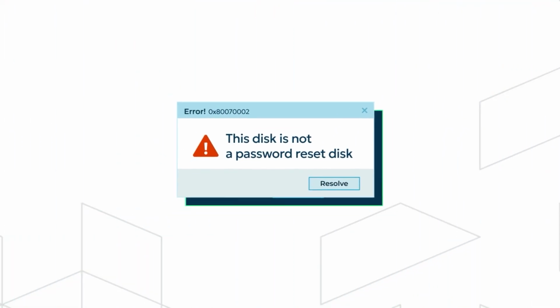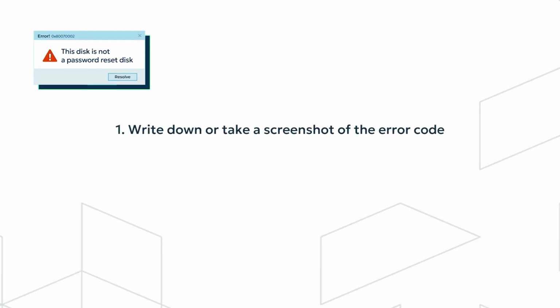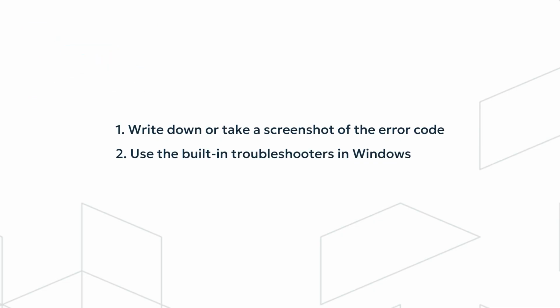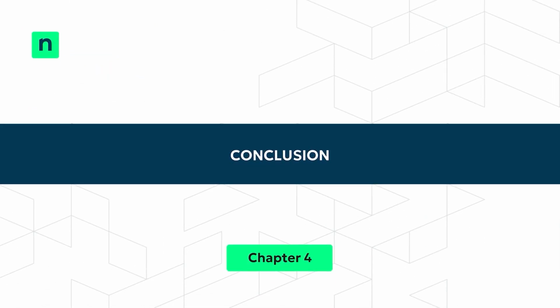What to do when you encounter error messages. If you run into an error message while creating or using your password reset disk, be sure to write down or take a screenshot of the error code so that you can search for it in the Windows knowledge base or troubleshooting forums, or use the built-in troubleshooters in Windows, which can detect and suggest fixes for common glitches related to file systems or devices.